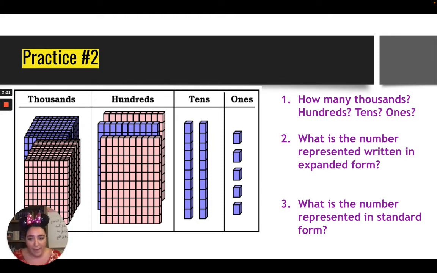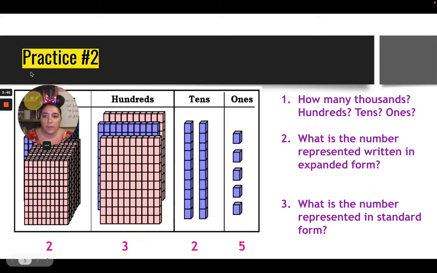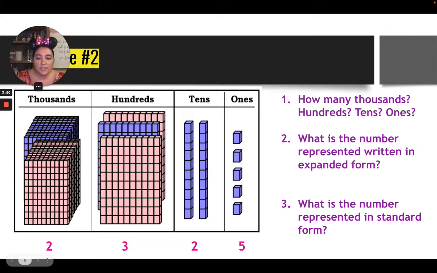Okay, and we're back. So question 1. How many thousands, hundreds, tens, and ones? So you go over to your thousands. You should have been writing a 2 underneath that. We have 2 thousands blocks. How many hundreds? I see 1, 2, and 3. We have 3 hundreds flats. We have 2 tens rods, and we have 1, 2, 3, 4, 5 ones. So, oh, my little face is in the way. There we go. So 2 thousands, 3 hundreds, 2 tens, and 5 ones.